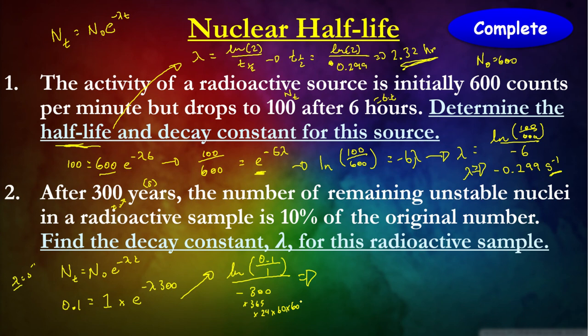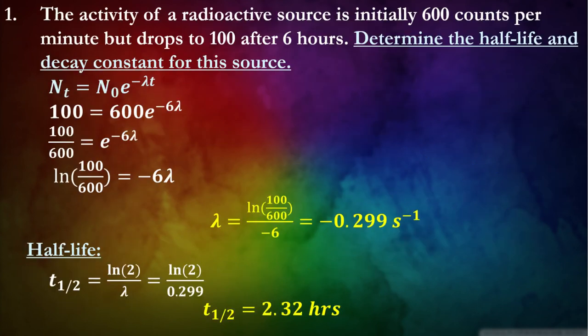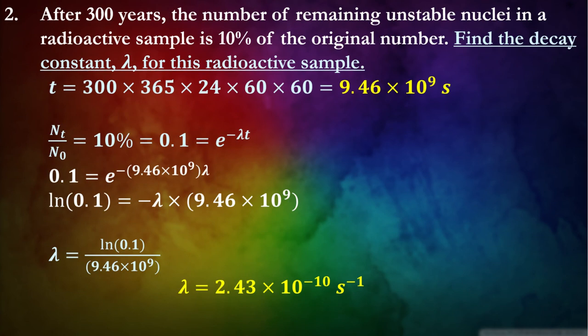Okay, so it ends up being quite a ridiculously long calculation, but the answer we get is approximately 2.43 times 10 to the power of minus 10 per second. Okay, so there's that given to you here.